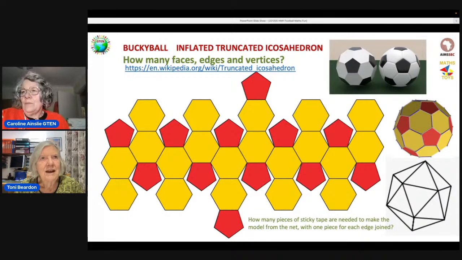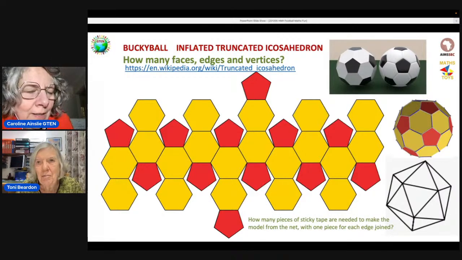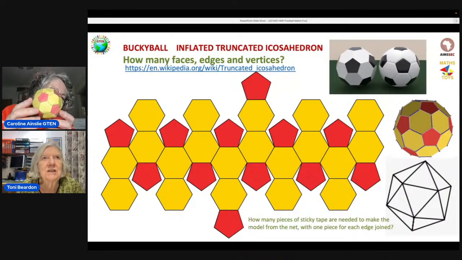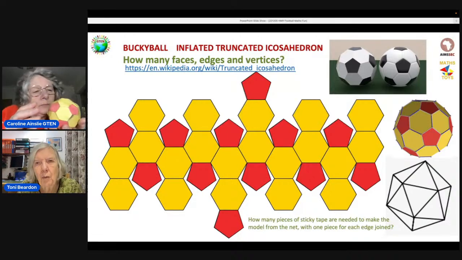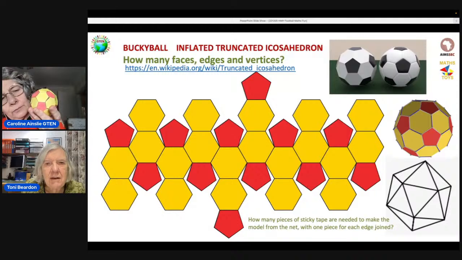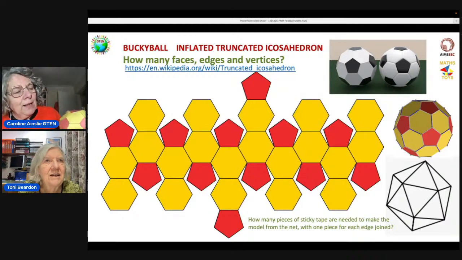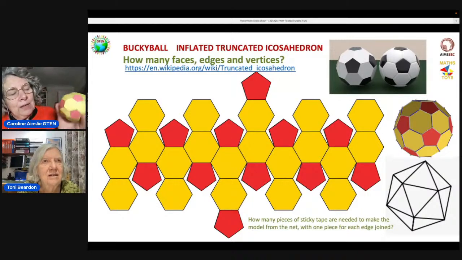How about this, Caroline? Have you got your ball handy? I do. Get ready to see the buckyball. Now, of course, this isn't the design of balls that are used in the World Cup, but it's the classic common football. And Caroline made it from this net that you see on the screen. Isn't it beautiful? It's lovely. I feel like putting something inside because it's quite delicate. I've had to pull out a couple of the flaps.